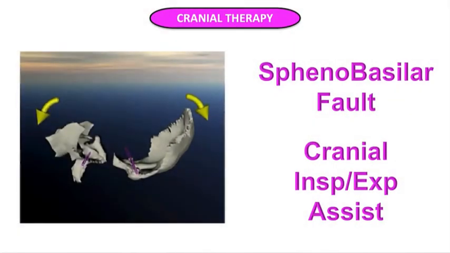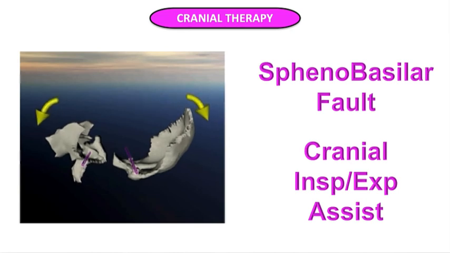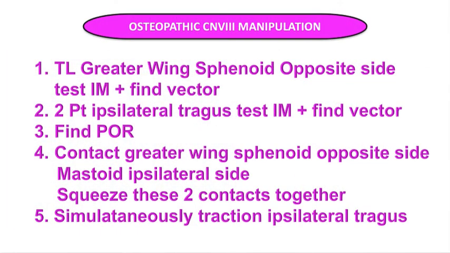There's specific cranial therapy that can be done. So the sphenobasilar fault that you're all familiar with from your basic program. So a cranial inspiration, expiration assist would be appropriate to look for. And also a sphenobasilar inspiration assist and expiration assist fault would be totally appropriate also. Those of you that are familiar with osteopathic cranial manipulation, there's a specific cranial manipulation for the vestibular branch of cranial nerve 8. And so what I've done is created an AK protocol for this.